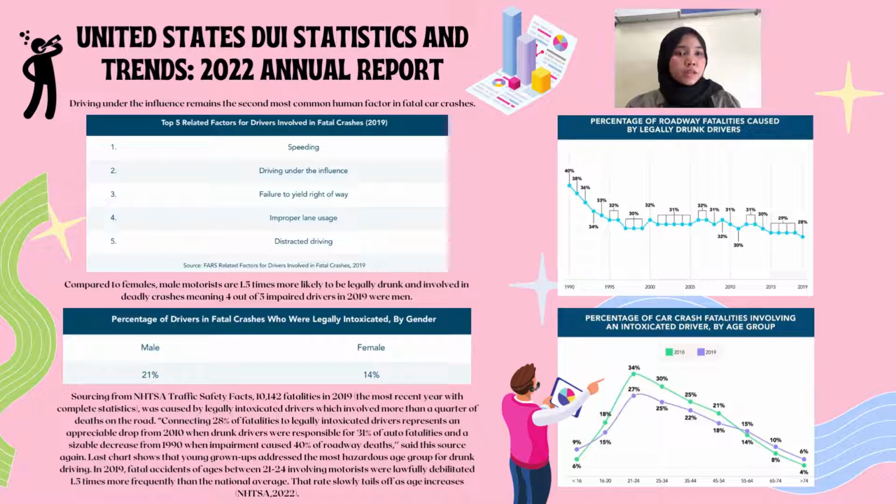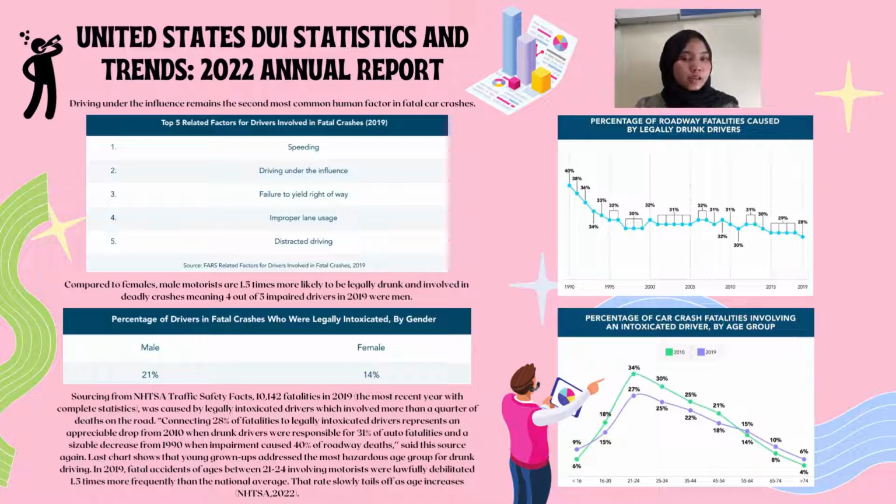However, the numbers have always been unacceptably high. It has been statistically proven that more than 10,000 Americans are killed by drunk drivers every year. Fatalities sharply increase, especially on holidays. US statistics and trends discovered that 22.5% of drivers 21 years old or older confess that they drove while intoxicated at least once in 2021, and 12% admitted that they have been doing it frequently. Connecting 28% of fatalities to legally intoxicated drivers represents an appreciable drop from 2010, when drunk drivers were responsible for 31% of auto fatalities, and a sizable decrease from 1990, when impairment caused 40% of roadway deaths.